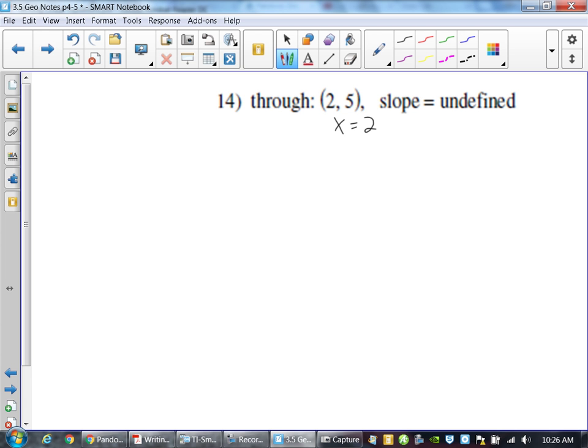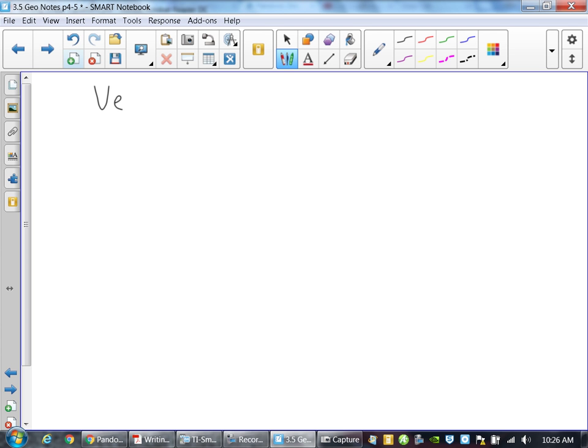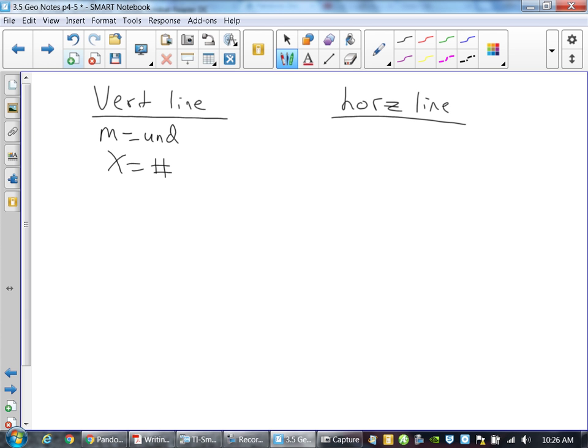Guys, how many times have you written out this idea? Remember, vertical lines, slopes are undefined, and it's always x equals a number. That's always true. Same deal with a horizontal line. Horizontal lines, slope is always equal to 0, and it's always y equals a number.